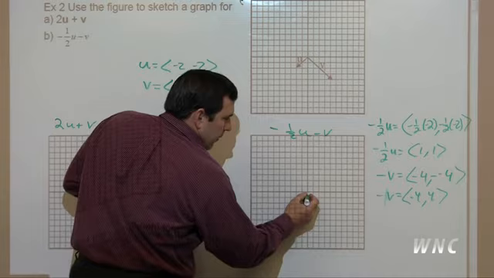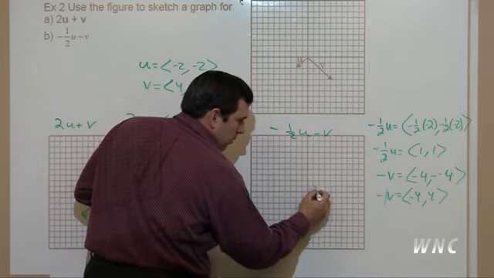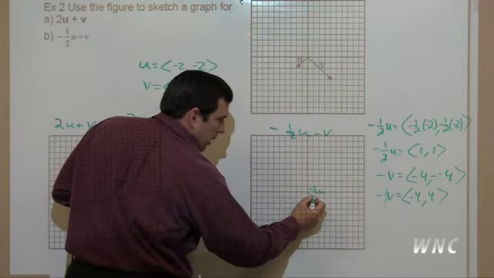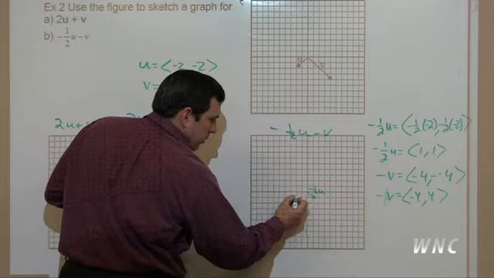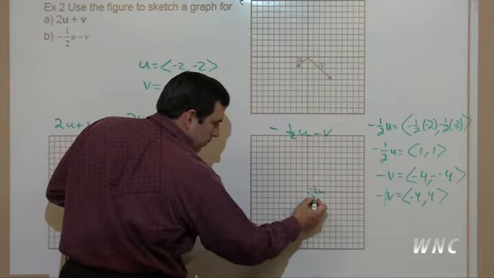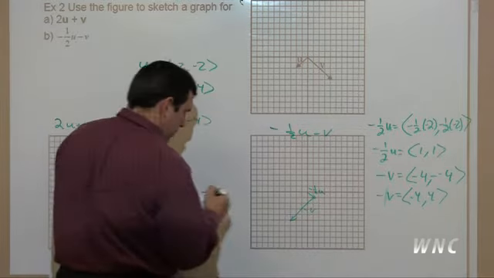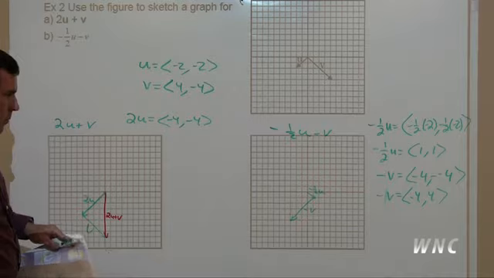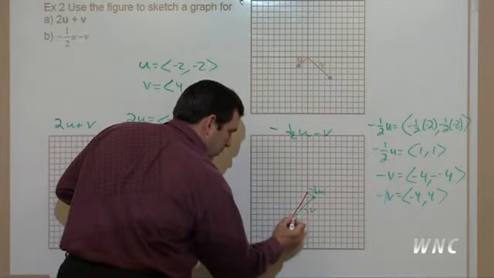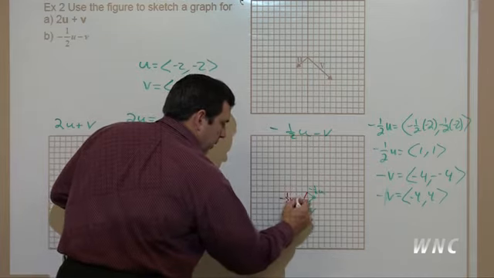So negative 1/2 U is just going to be this, and then minus V is going to go to the left 4, 1, 2, 3, 4, and then down 4, 1, 2, 3, 4. This is the result, negative 1/2 U minus V.